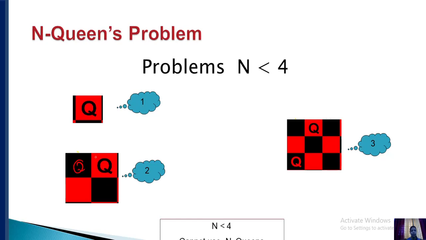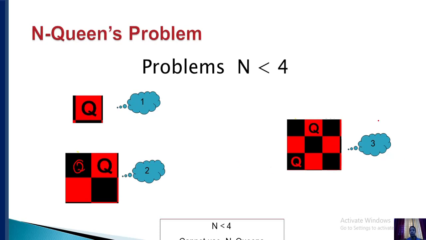And for example, if I place the first queen in the second cell, then what happened? The second queen I cannot place here because it will diagonally clash with the first queen, and if I place the second queen in this cell, it will vertically clash with the first queen. So there is no solution to place these 2 queens in this 2 cross 2 chessboard.